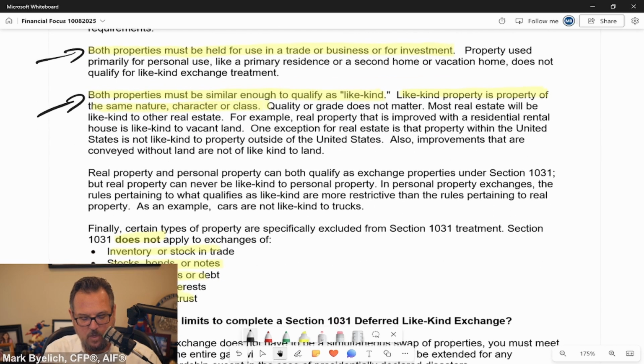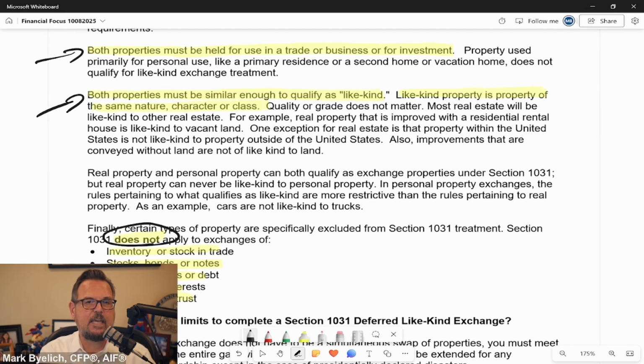So let's talk about what does not apply, because again, people try to get cute with this. They'll say, all right, well, I'm going to sell this investment property, but I want to buy a hot stock. Well, what does not apply? Inventory or stock in trade, stocks, bonds, or notes, other securities or debts, private interest, certificates of trust.